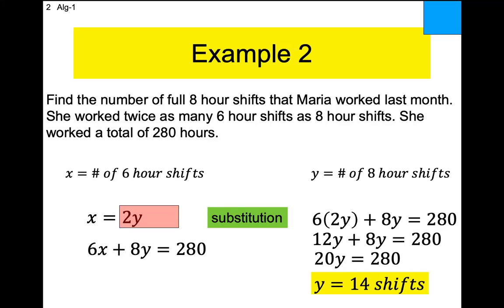And by the way, we could figure out how many 6-hour shifts. If y is equal to 14, how many 6-hour shifts did she use? 28. And it does say she worked double the number of 6 as 8. Okay, there you go. Well, that's 2.